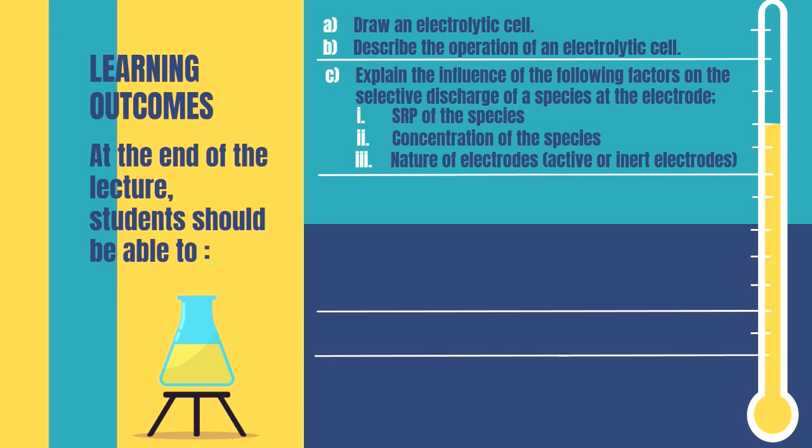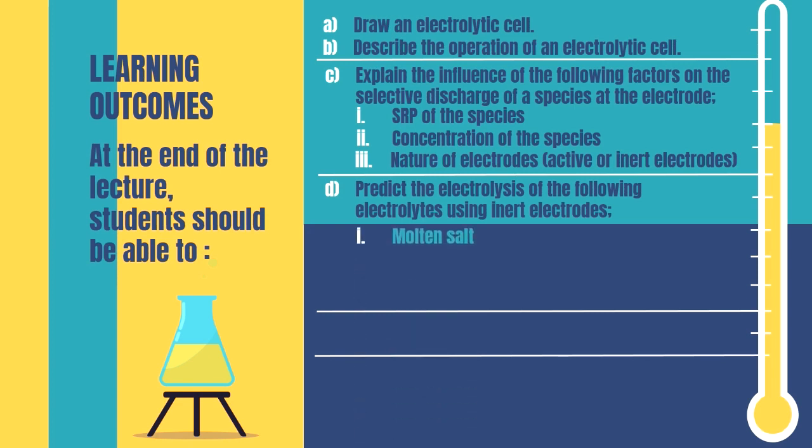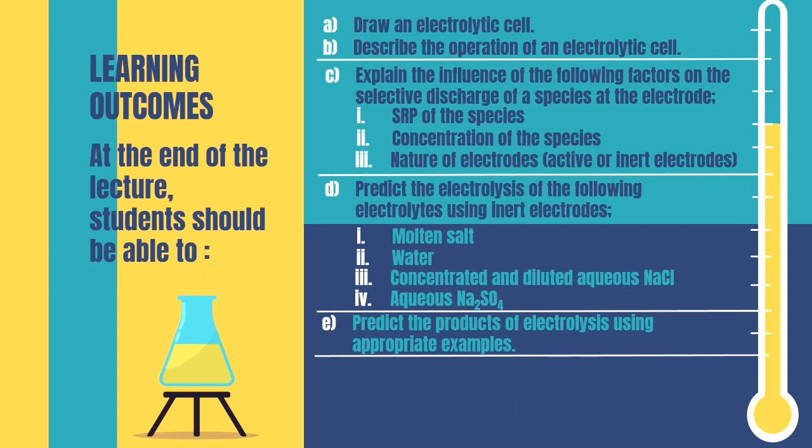At the end of this Part 2 lecture, students should be able to predict the electrolysis of the following electrolytes using inert electrodes. The electrolytes are molten salt, water, concentrated and diluted aqueous sodium chloride, and aqueous sodium sulfate. Predict the products of electrolysis using appropriate examples.